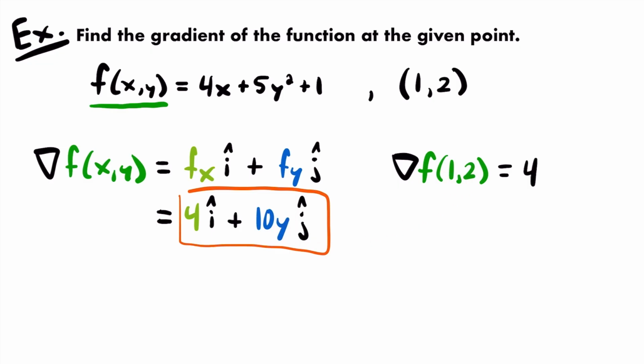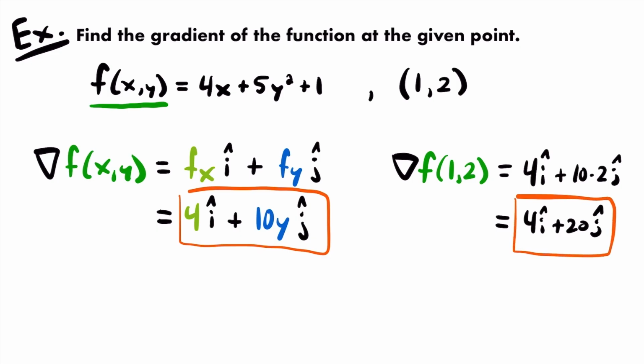We will get 4 times i plus 10 times 2 j. And 10 times 2 is 20, giving us that the gradient at the point (1, 2) is 4i plus 20j. And that would be the final answer to this example. Let's take a look at another.